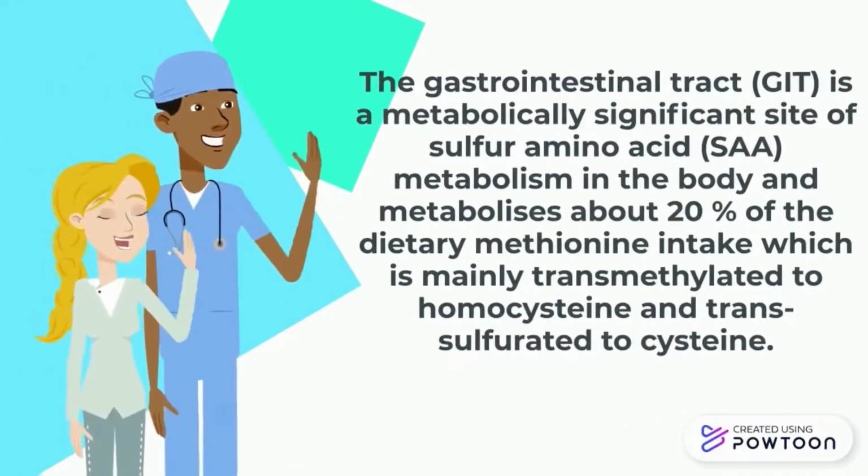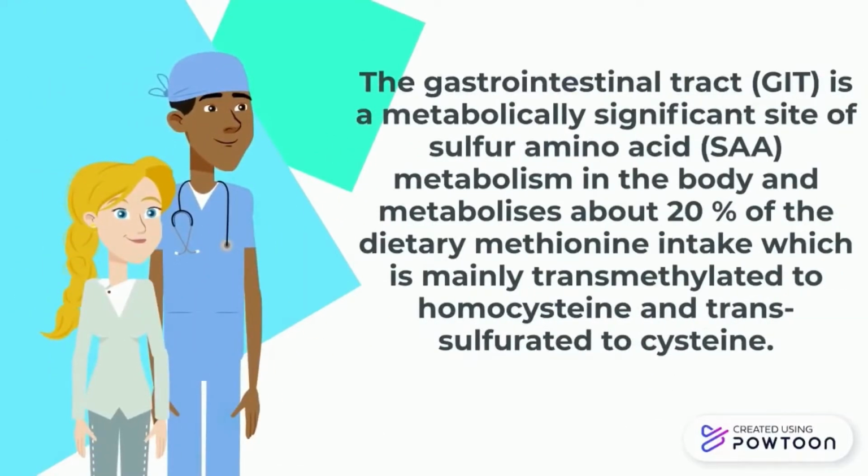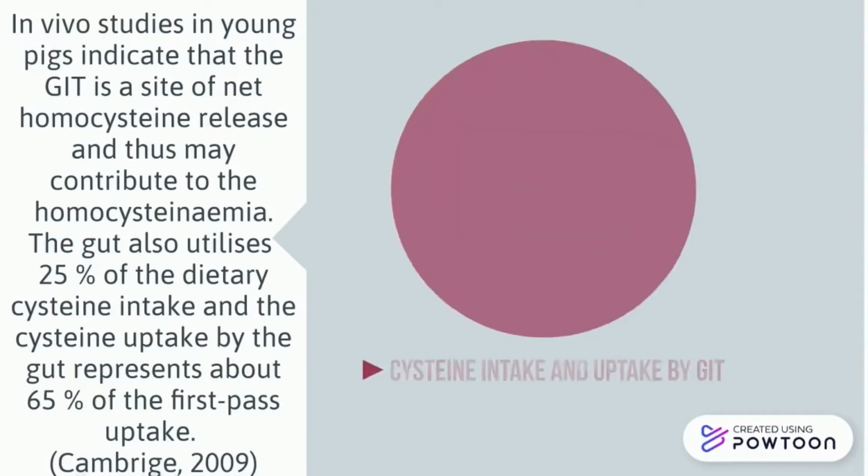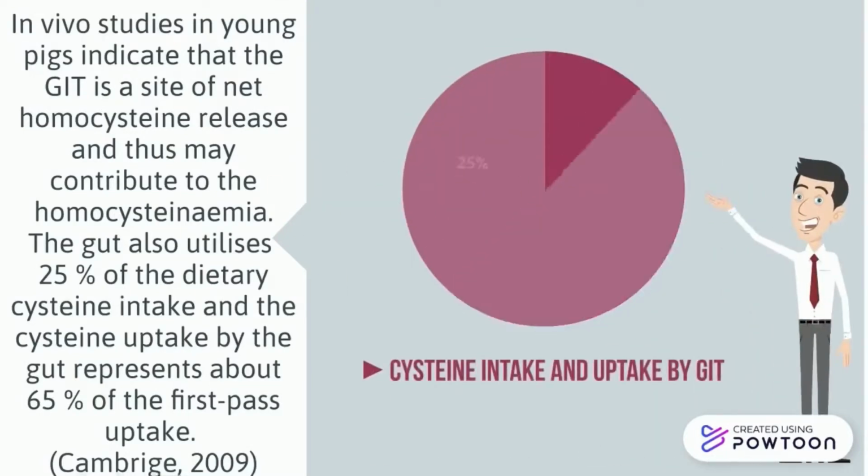The GIT is of metabolically significant size for SAA metabolism in the body and metabolizes about 20% of the dietary methionine intake, which is mainly transmethylated to homocysteine and transsulfurated to cysteine. In vivo studies in young pigs indicate that the GIT is a site of net homocysteine release and thus may contribute to the homocysteinemia. The gut also utilizes 25% of the dietary cysteine intake, and the cysteine uptake by the gut represents about 65% of the first pass uptake.